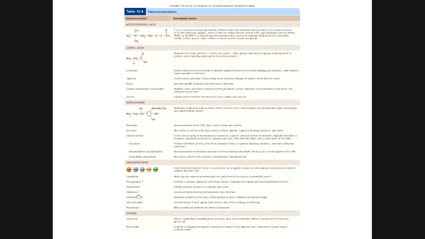It modulates what the transmitter does. And so the opioids modify substance P so it doesn't bind quite as much, so we don't experience quite as much pain. Okay. Beta endorphins. I want to mention the endorphins real quick. The endorphins are our natural morphine.